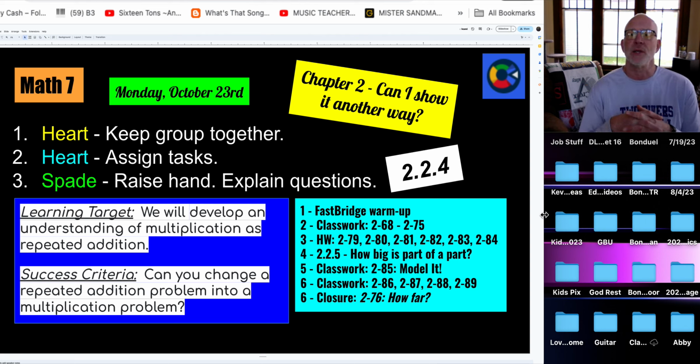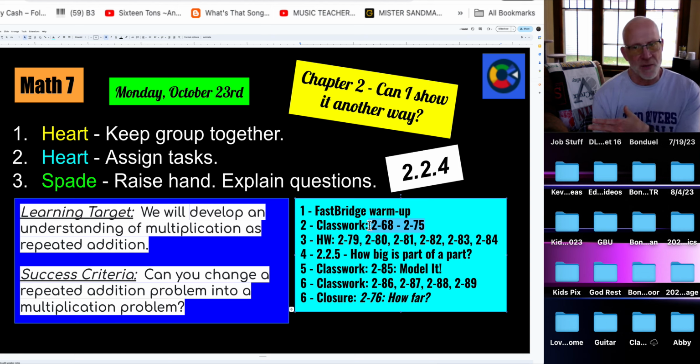And we are looking at chapter 2. Can I show it another way? Welcome to Monday, October 23rd. So what we're going to do first is a fast bridge warm-up. And then from there we're going to look at some classwork, some of the problems we were introducing last week.